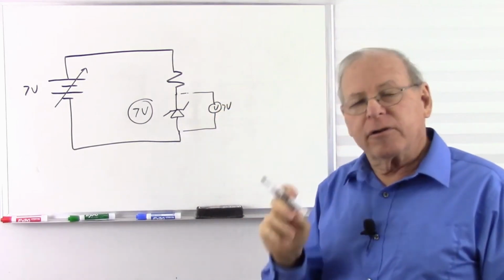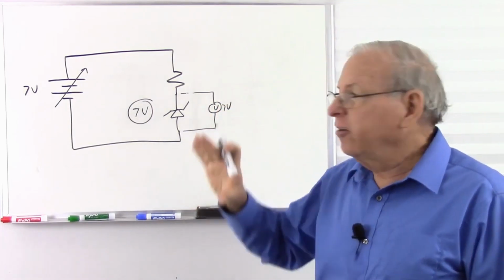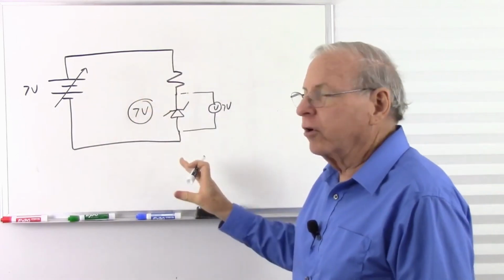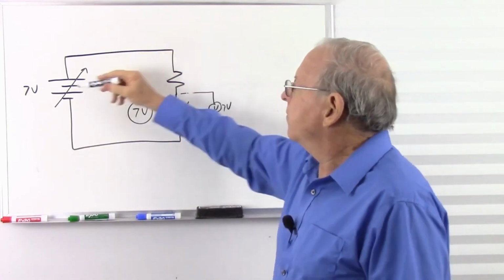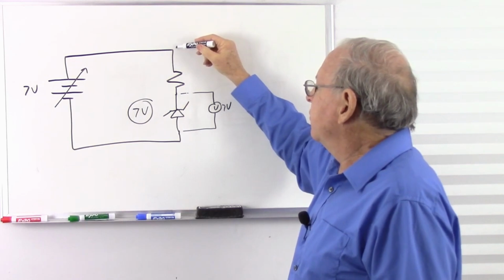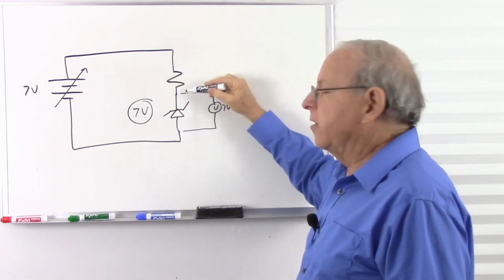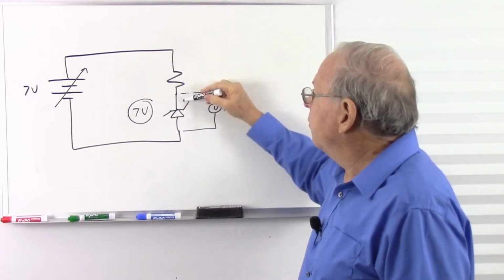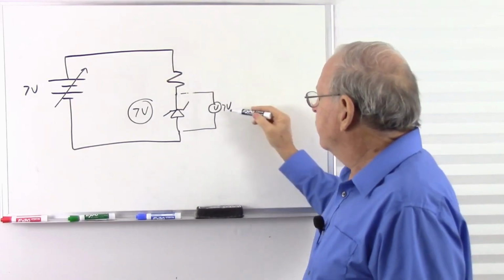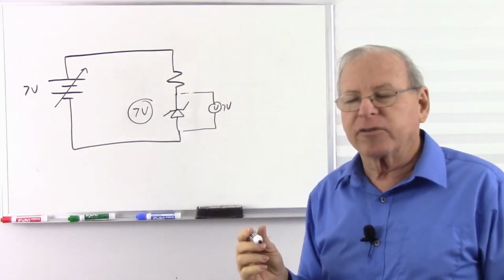The Zener diode is still reverse biased. It's still non-conducting, still looks like an open circuit. There's still no current. And so we start with 7 volts here. We don't lose anything because there's no current, so there's no voltage difference. 7 volts, 7 volts. We still see 7 volts across the open part of the circuit.